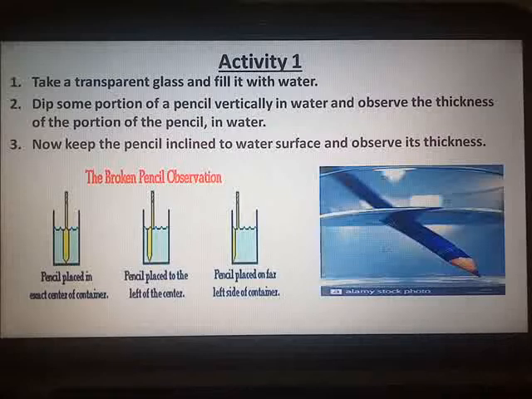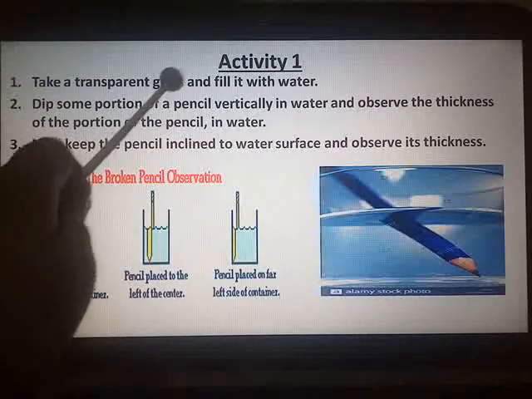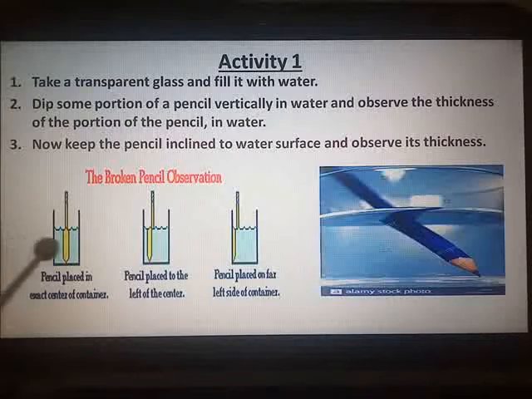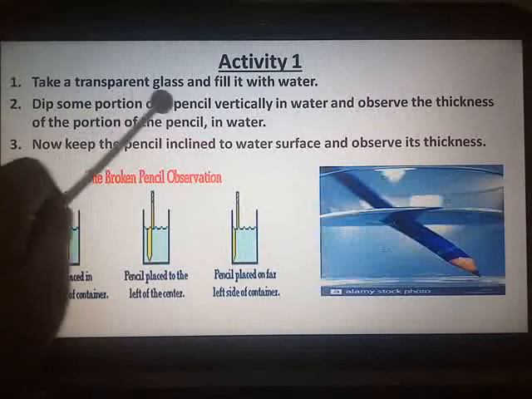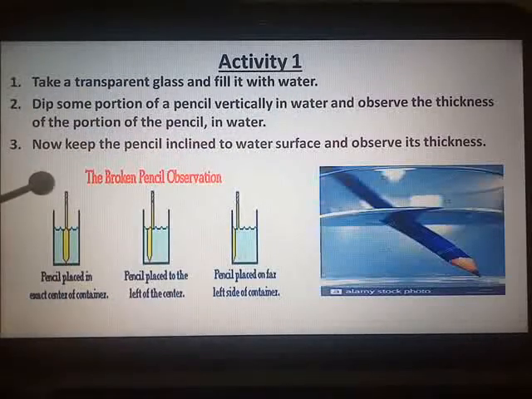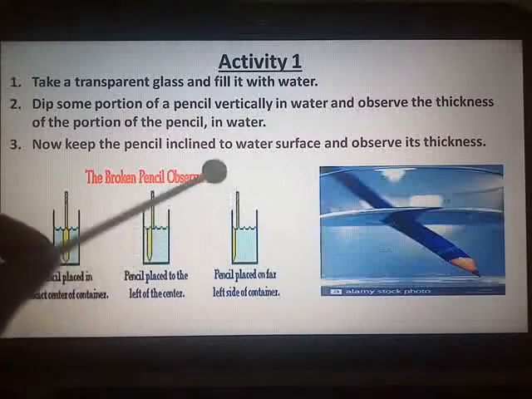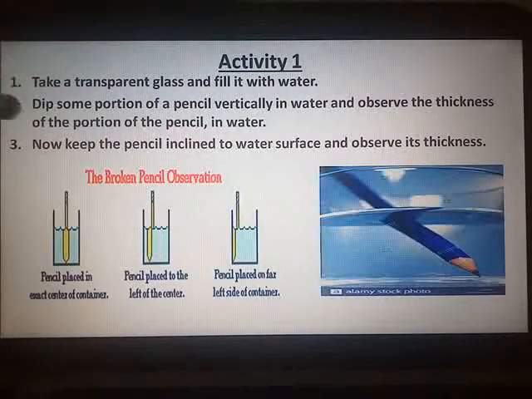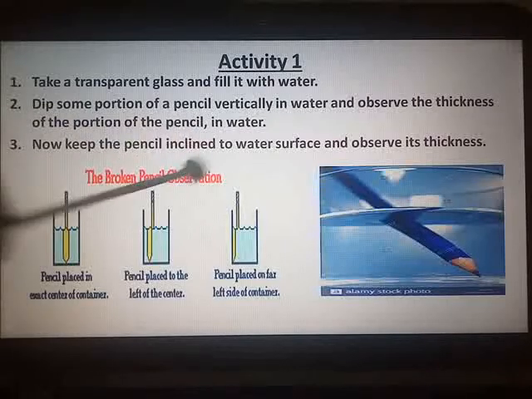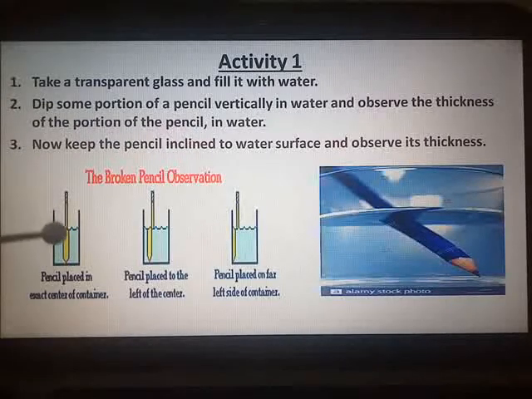For this activity, you have to take a transparent glass and fill it with water. You can see here in this diagrammatic representation, the glass should not be of steel or copper. It should be transparent glass. Dip some portion of a pencil vertically in water. First, you take a pencil, dip the pencil in the glass in the vertical position and observe the thickness of the portion of the pencil in water.